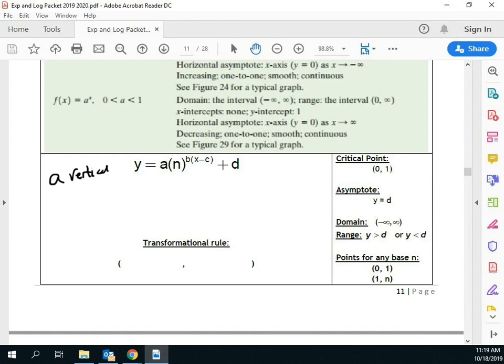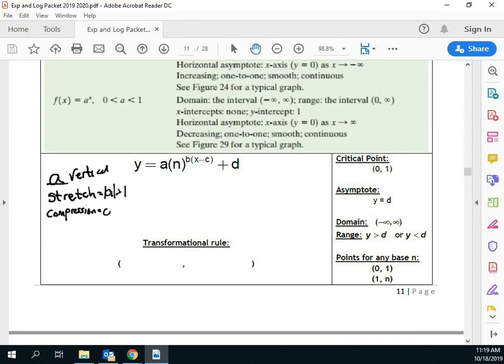It's a vertical stretch or compression. So with the stretch, you've got to make sure that your A value is greater than 1. The absolute value of A, which means disregard the sign. Ignore the sign that's in front of it. It's greater than 1, which means it's going to be a stretch.